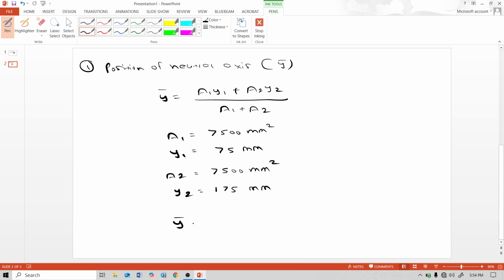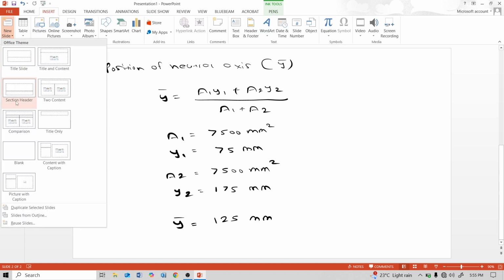Put these values in the y bar equation. Y bar is equal to 7500 multiplied by 75 plus 7500 multiplied by 175, divided by 7500 plus 7500, is 125 mm. This is the position of neutral axis from the bottom fiber for that T section of the simply supported beam.